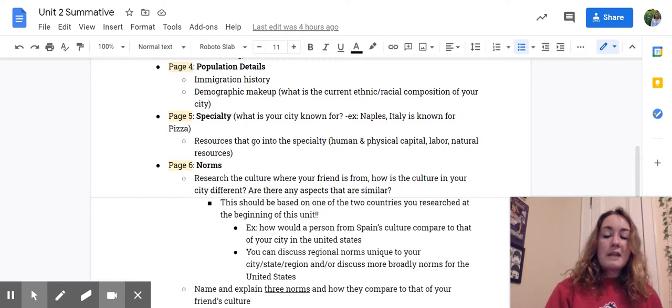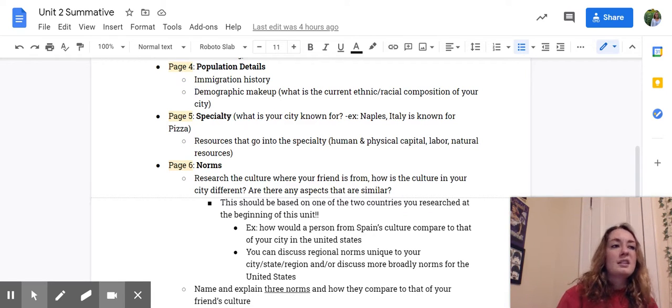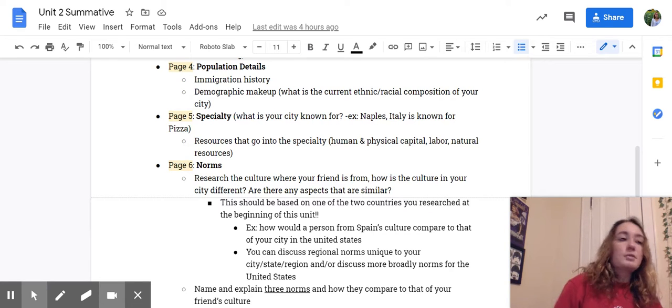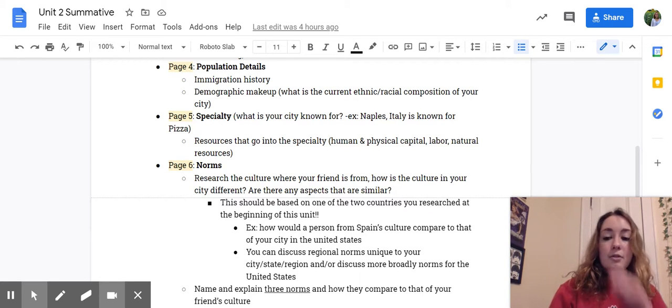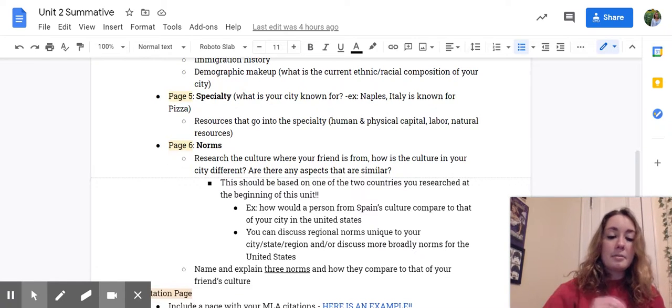And then also the demographic makeup. So what is the current ethnic and racial composition of your city? So for example, I'm just spitting out numbers here. This is definitely not accurate, right? So Milwaukee's 50% African American and 30% this, right? So give your current demographic makeup of your city and what percentage each ethnic group makes up of your city.